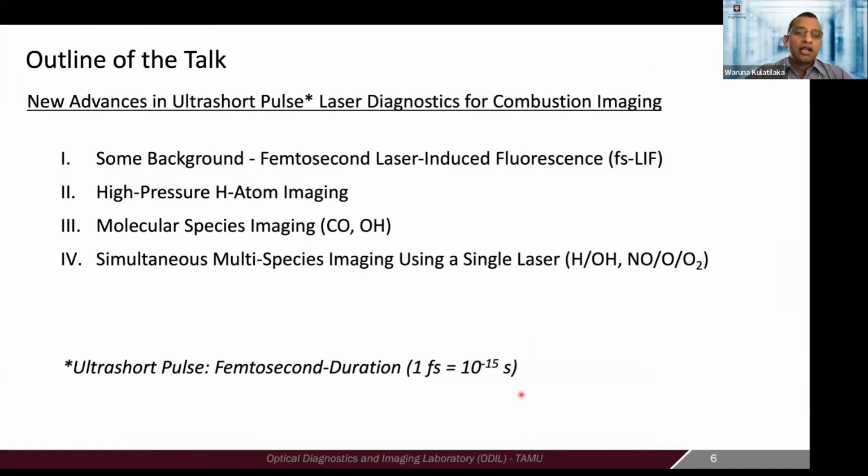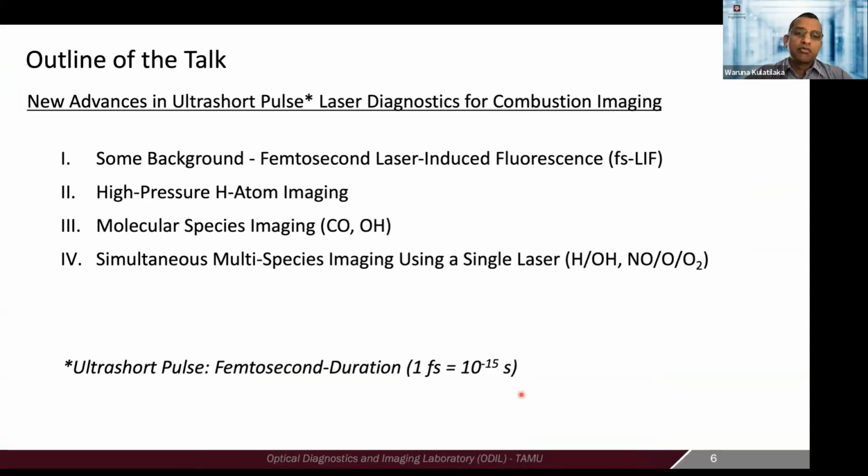There are different systems. So as I said at the beginning, the topic today would be new advances in ultra-short pulse laser diagnostics for combustion, of course. So when we say ultra-short pulse, what I mean here is mainly femtosecond duration pulses. A femtosecond, like milli, micro, nano, pico, femto, is 10 to the minus 15th of a second. So very, very short duration laser pulses, which can bring a set of advantages for reacting flow imaging.